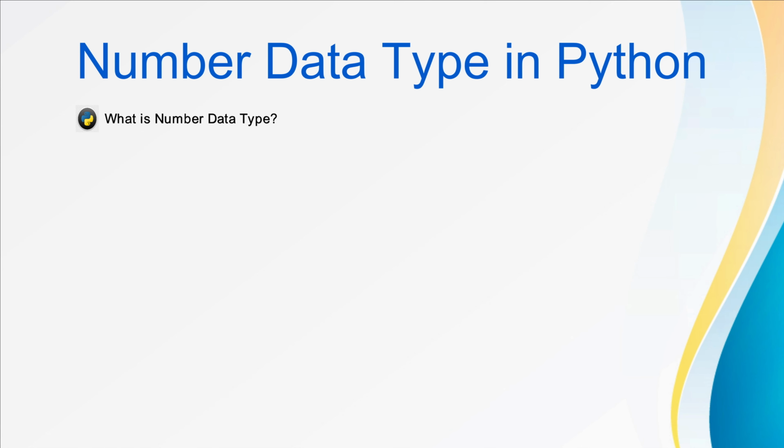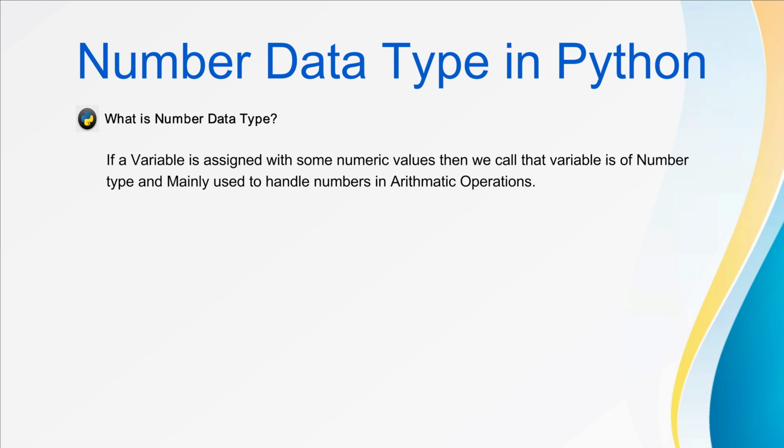So, what is a number data type? If a variable is assigned with some numbers or a numerical value, then we call that variable a number data type variable. Number data type is mainly used to handle numbers in arithmetic operations. Python supports three different types of numbers.